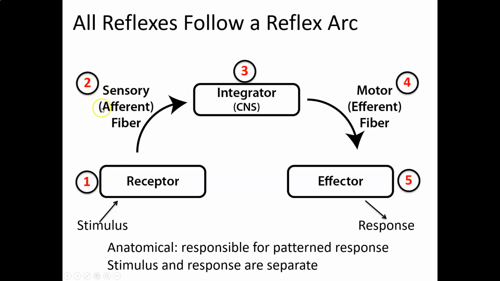Number 2 is you need a sensory or afferent fiber to carry that information from the receptor to the integrator. The integrator is almost always the CNS, and typically the brain or the spinal cord for us. That's number 3. Number 4 would be the motor or efferent fiber, leading from the integrator out, and that goes to the effector. That's number 5, the last one, and that will carry out the response. So the 5 portions of the reflex arc: receptor, sensory fiber, integrator, motor fiber, effector.